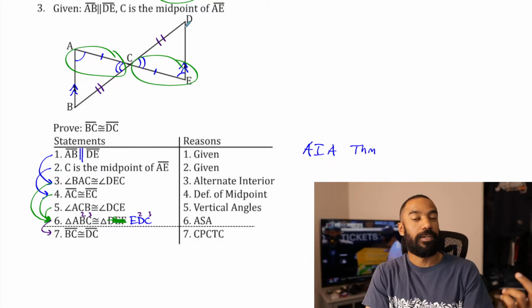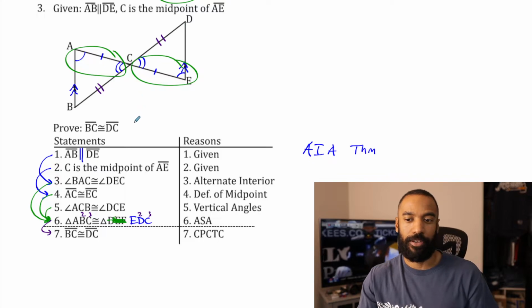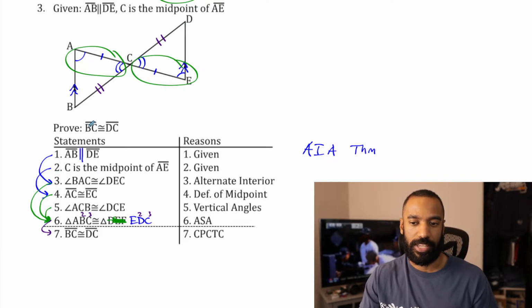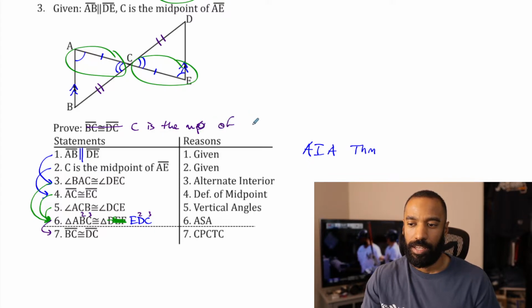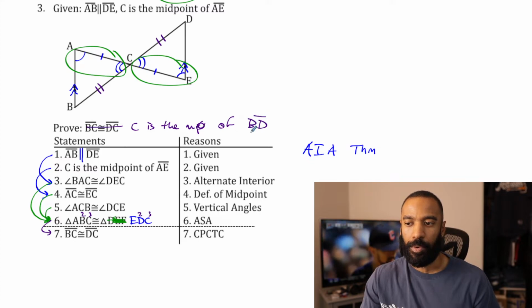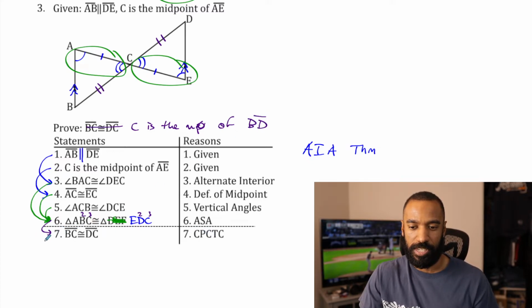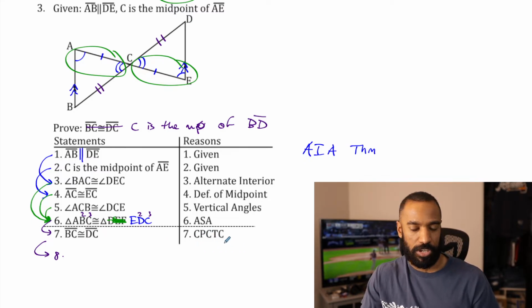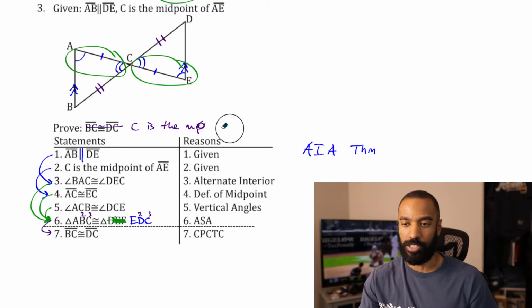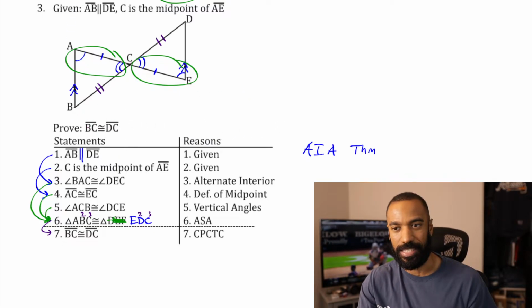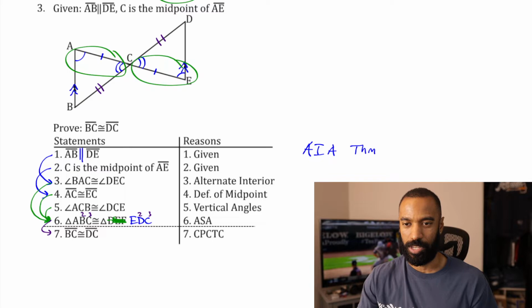See, what they could have done is they could have gone even one step further and said, instead of prove this, they could have said, prove C is the midpoint of segment BD. And what we would have done was said this statement here, CPCTC, and then final statement, C is the midpoint of BD, because definition of midpoint again. That would have been interesting. But those are the statements you can lead to. Those are the kinds of proofs you can do, and that's the exact thing that you do use with CPCTC.